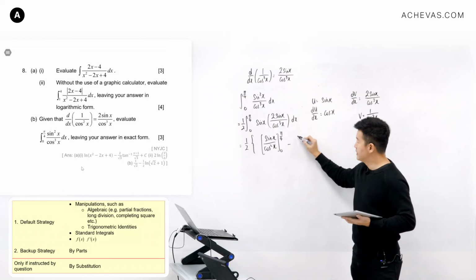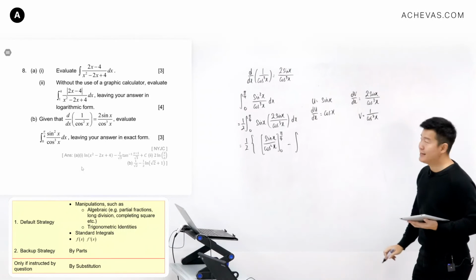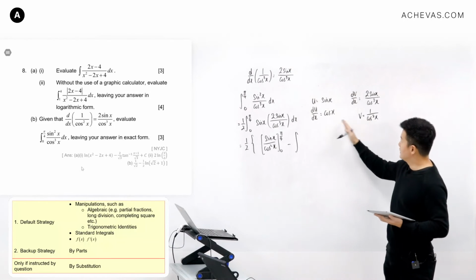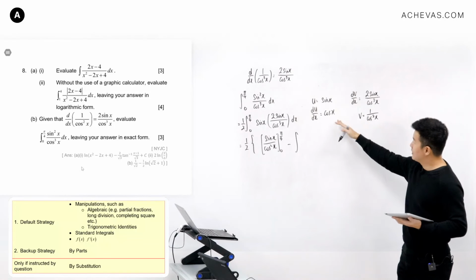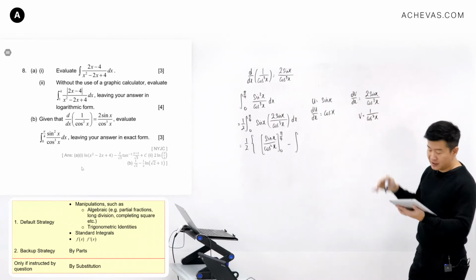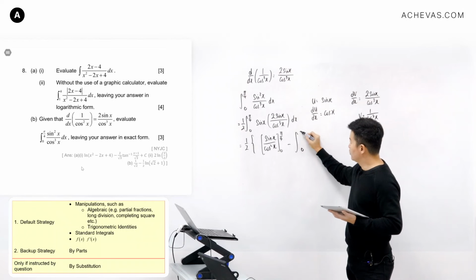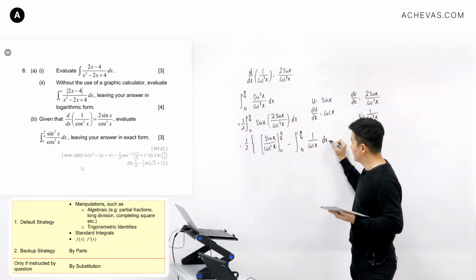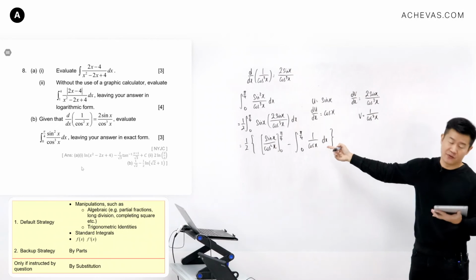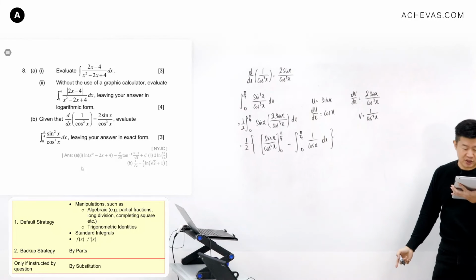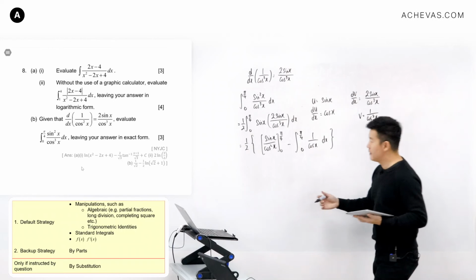uv minus integration of v du dx. So it's this times this. Actually, cosine and cosine can be cancelled. I'll be left with a 1 over cosine. So from 0 to pi over 4, I have a 1 over cosine x. And this is very easy to integrate, right? Because this is just going to be secant x. And we have a formula for secant x.